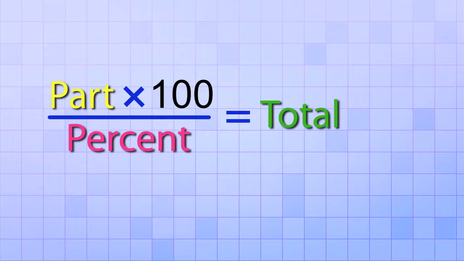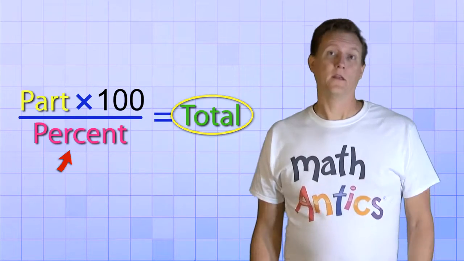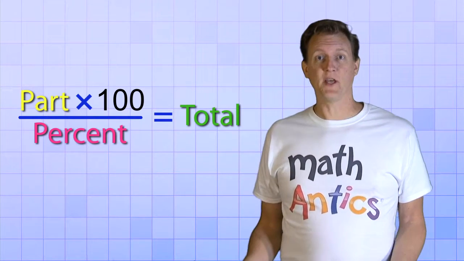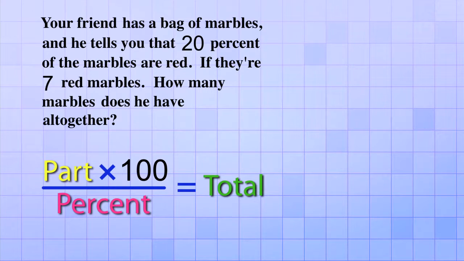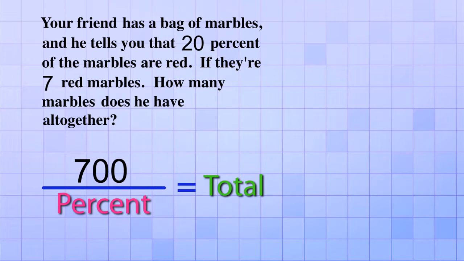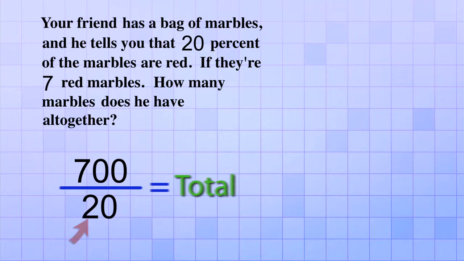What this new form of the equation tells us is that if we take the part and multiply it by 100, and then we divide that by the percent, we'll get the total. That seems simple enough. It's just 2 steps. Let's try it out on our word problem about the marbles. We know that the part that are red is 7, so step 1 is to just multiply that part by 100. 7 times 100 is 700. And in step 2, we take that 700 and divide it by the percent, which we're told is 20.